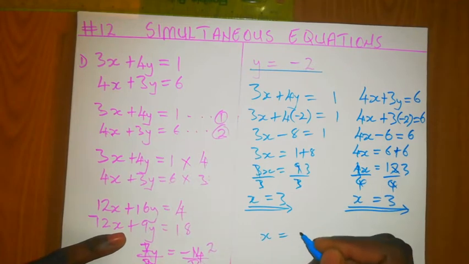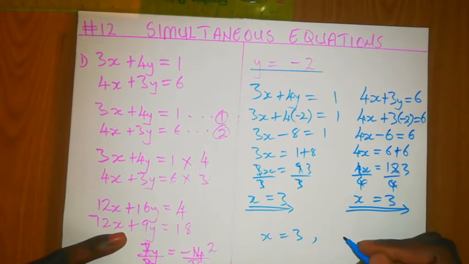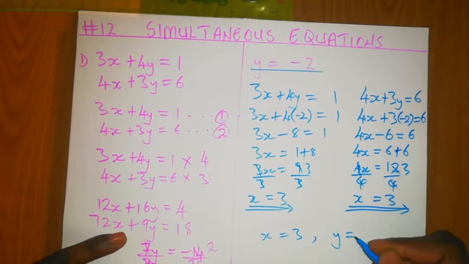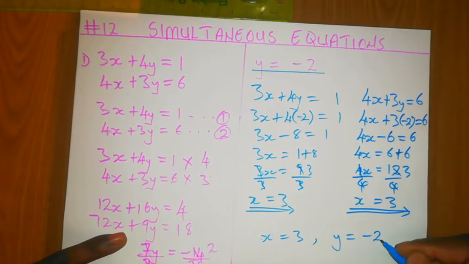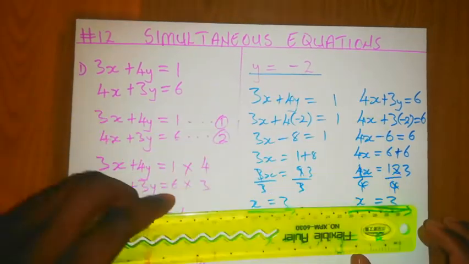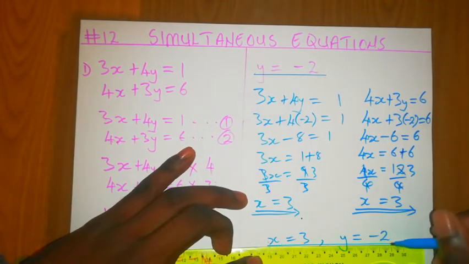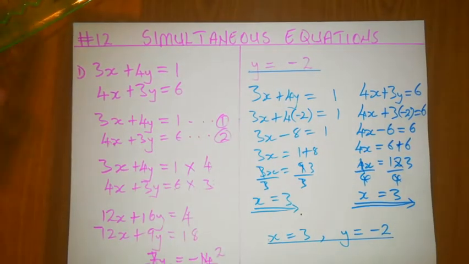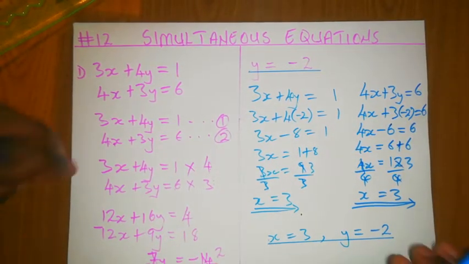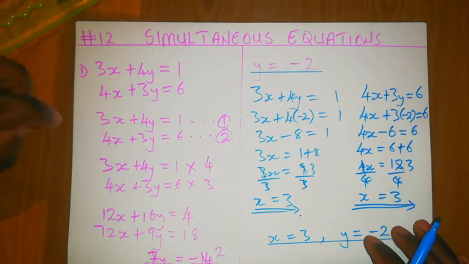X is equal to 3, y is equal to negative 2. That's it. If you want to prove, I showed you how to prove an equation and determine that it is correct. That's how we solve a simultaneous equation. So this is just a simple linear simultaneous equation.